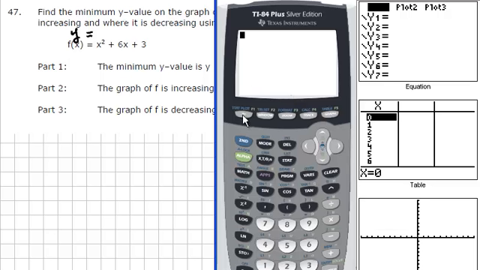So first of all, locate Y equals up in the upper left hand corner of your keypad. Press Y equals and enter the expression x squared plus 6x plus 3. Once you've entered the equation into the calculator, you'll want to obtain a good viewing window. To obtain a good viewing window, go to Zoom and select Zoom Standard.